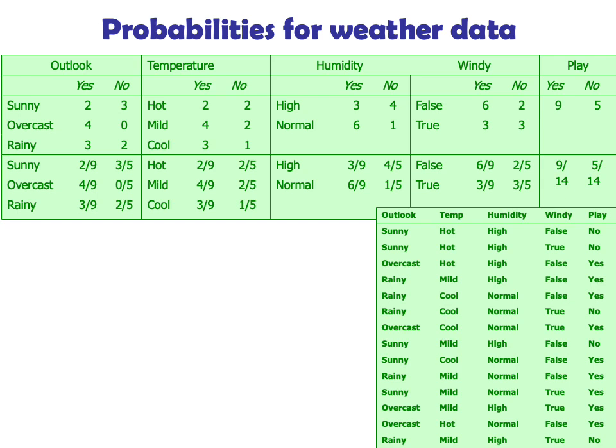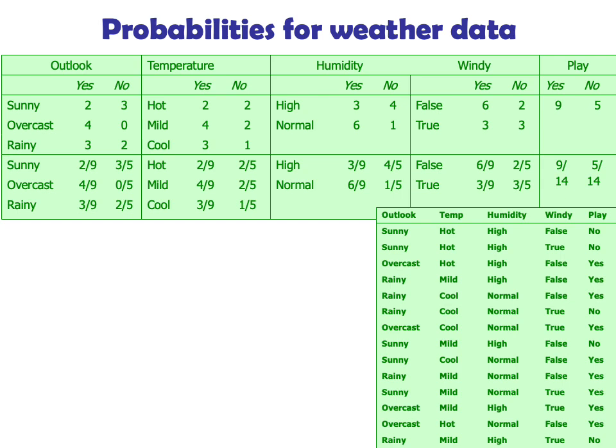Now I do the frequency count again, okay? So sunny, yes, you go to your database, tell me how many sunny and yes we have. You just do the count from outlook equals sunny and play yes. Two, okay. How many overcast, yes? Four. Are you counting or just reading it from the table? Okay, it makes sense to just read it. All right, and so on.